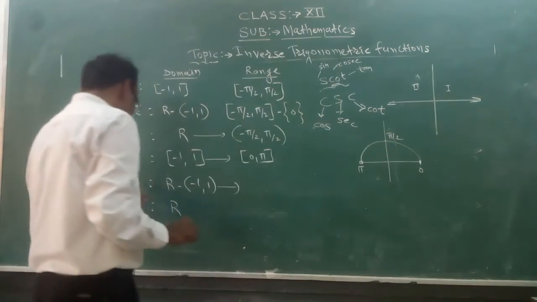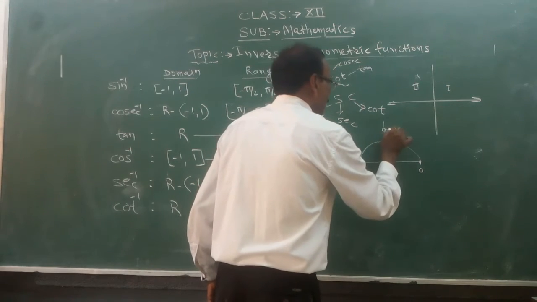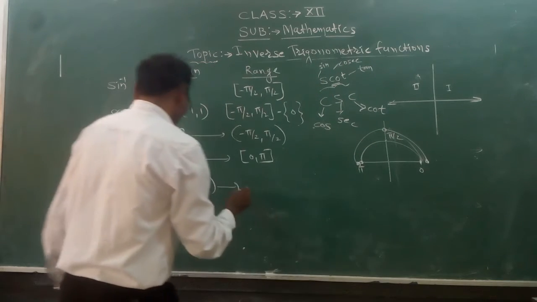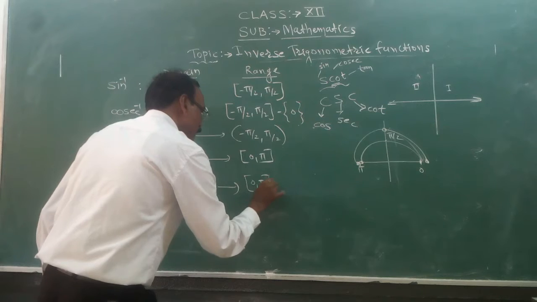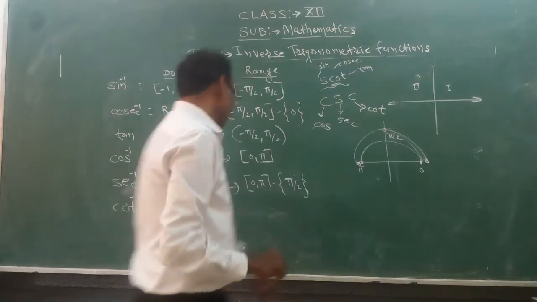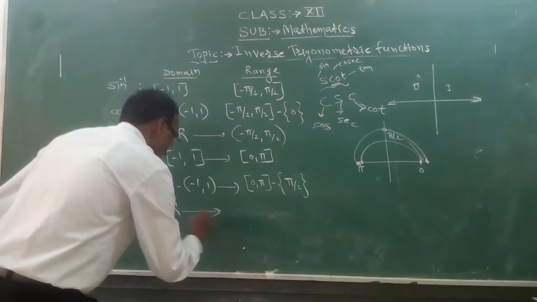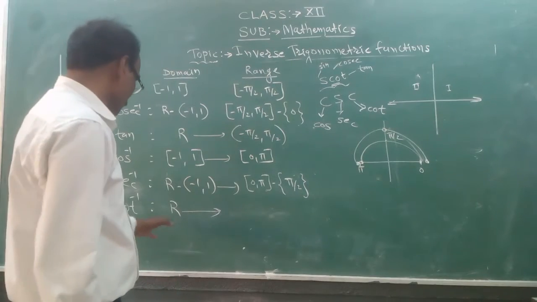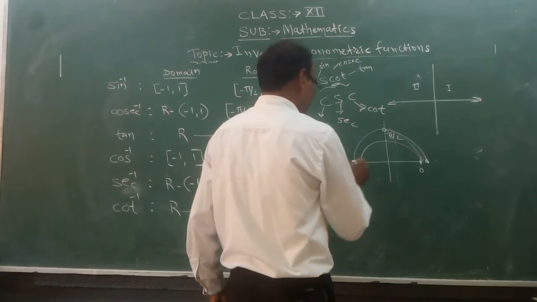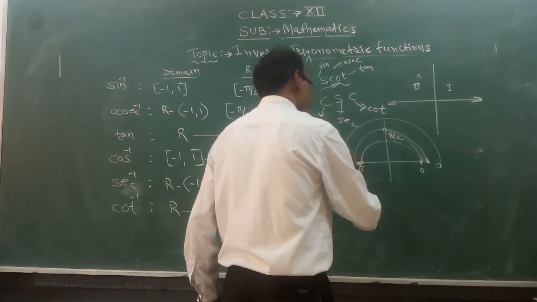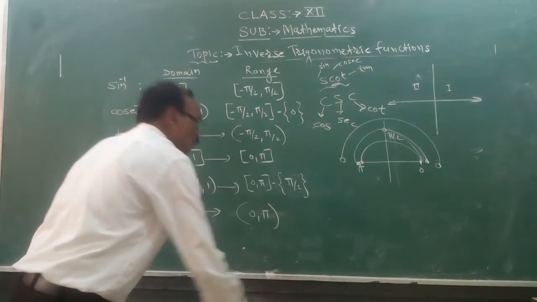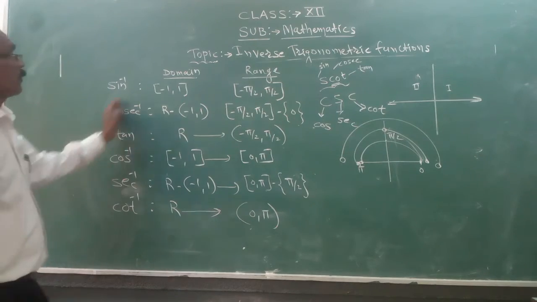For sec inverse you make a circle at pi by 2 and dark circles at the ends. It is the closed interval 0 to pi, but excluding the angle pi by 2. The cot inverse domain is R, and for the range you make circles excluding these values, so that is the open interval 0 to pi. In this way we can formulate this table.